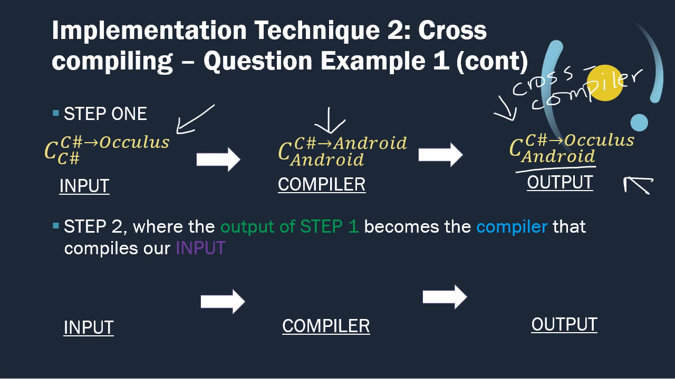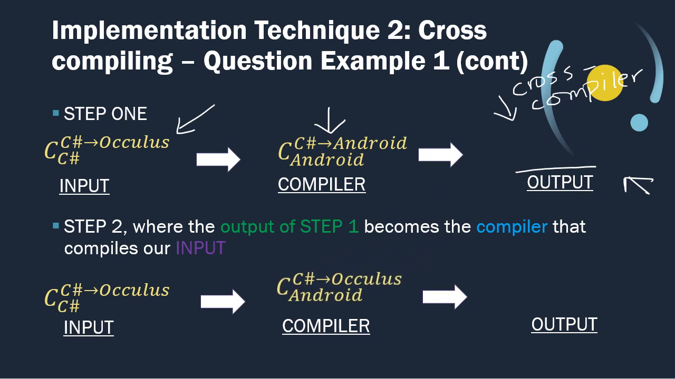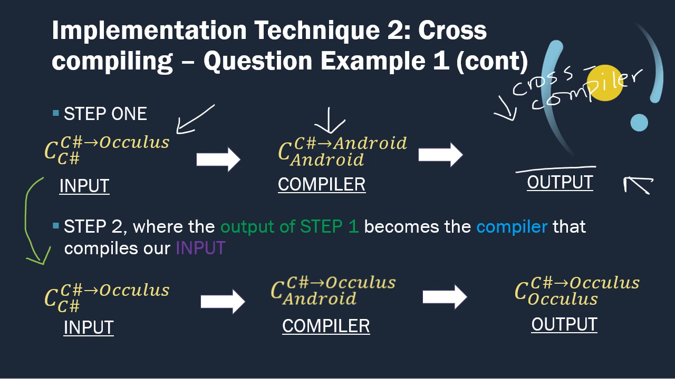So this cross compiler will then be the compiler in the second step of our cross-compiling implementation technique. So the input would still be the same input as step 1, and now the output of this process would be a C# compiler for Oculus written in Oculus, which is the final compiler that we want.